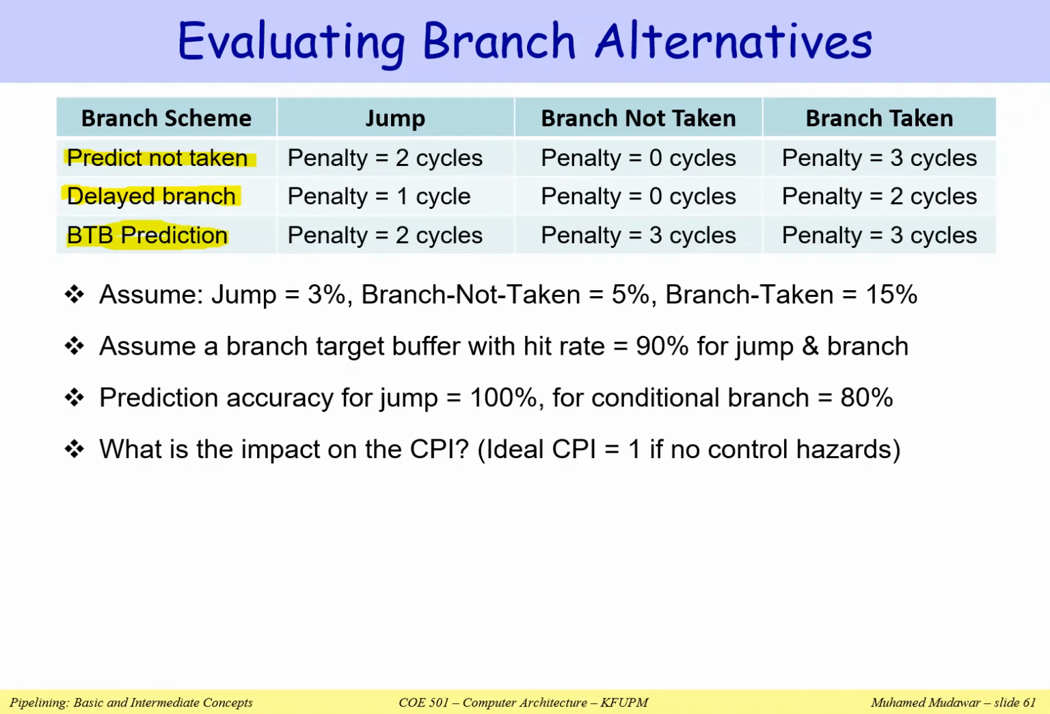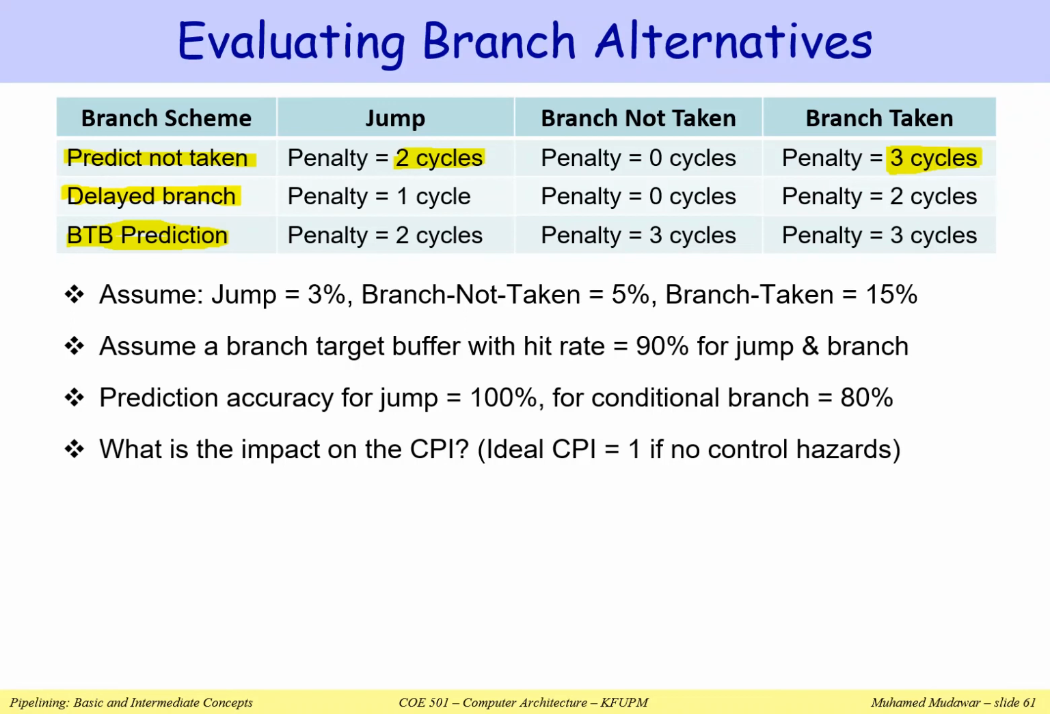In this problem statement, it says that the penalty of the jump is 2 cycles. In other words, every time we have a jump instruction, we have to kill the next 2 instructions, not just the next one, but the next 2. So this pipeline is slightly deeper, and the instruction fetch is 2 stages, not just 1 stage. This is going to increase the penalty of the jump. In the case of a taken branch, the penalty is increased from 2 cycles to 3 cycles according to this problem statement. So every time we have a branch which is taken, we have to kill the next 3 instructions in the pipeline.